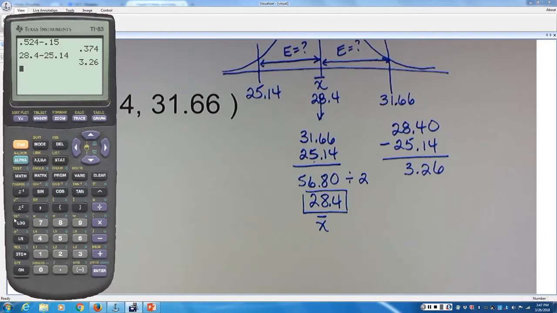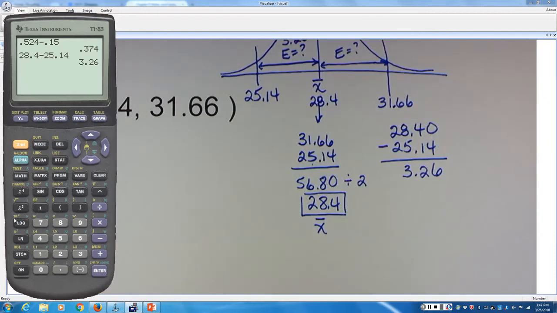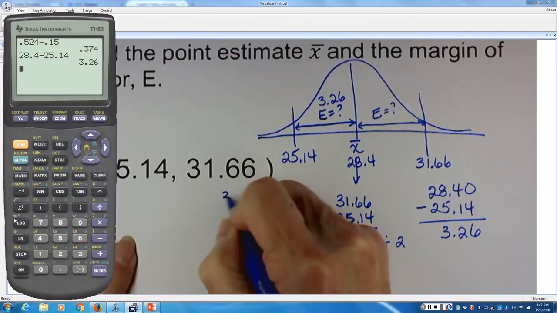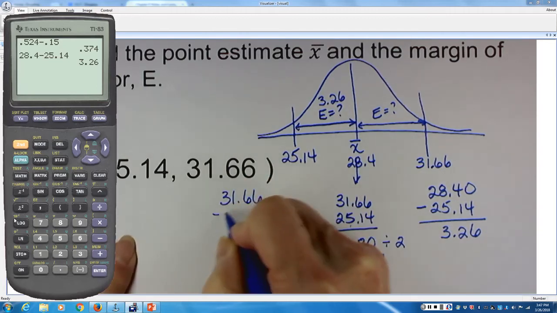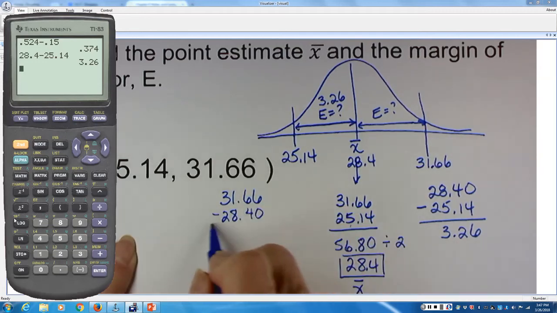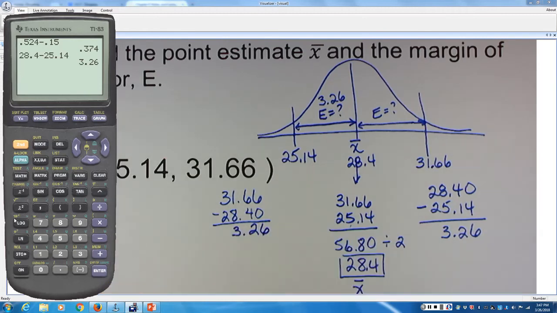And if there's any doubt that this is 3.26, you can prove it to yourself a couple other ways. You could take 31.66 and subtract 28.4 from it, and you would get 3.26. The other thing that you could do, and I'm giving you 3 different ways, so you pick one of these that you're going to do all the time.